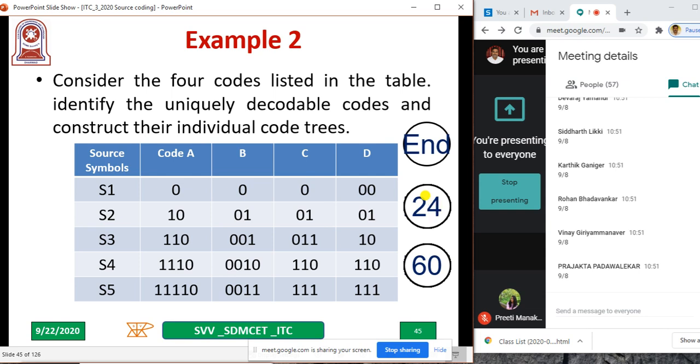Last column, code D: 00, 01, 10, 110, 111. I repeat: 00, 01, 10, 110, 111. I'll wait for another 6 seconds.